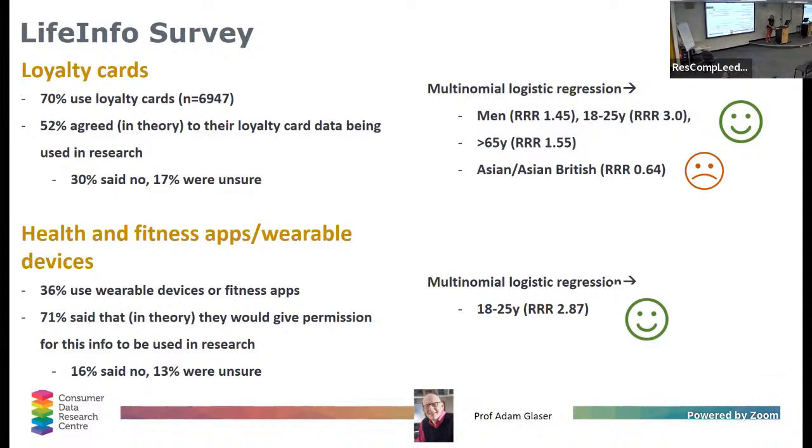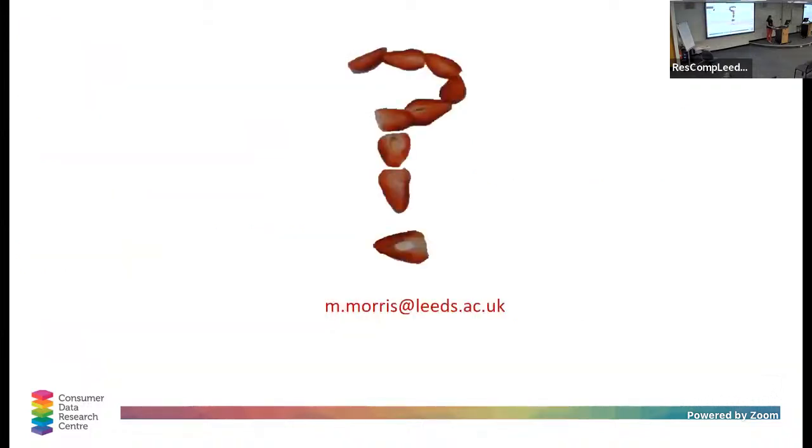And we were able to look at attitudes within different subgroups as well. We can see that men and those aged 18 to 25 were much more likely to say yes, and that the Asian population were more dubious about sharing. And with health and fitness apps, there was a much higher relative risk ratio of younger people being willing to share their data. So that is a bit of a whistle-stop tour, and I think Alex wants us to do questions at the end, don't you? So thanks everyone for listening.